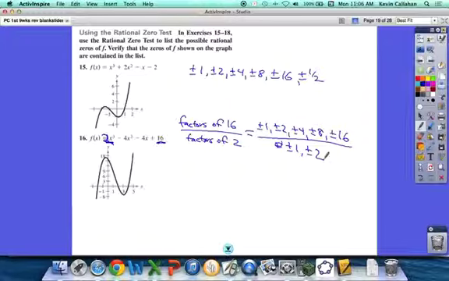But just know what you're looking for. If it was written in reverse order, it's still the factors of the constant divided by the factors of the leading coefficient.